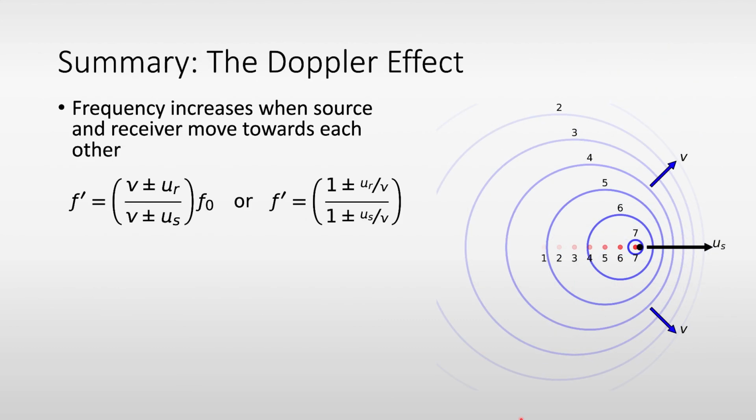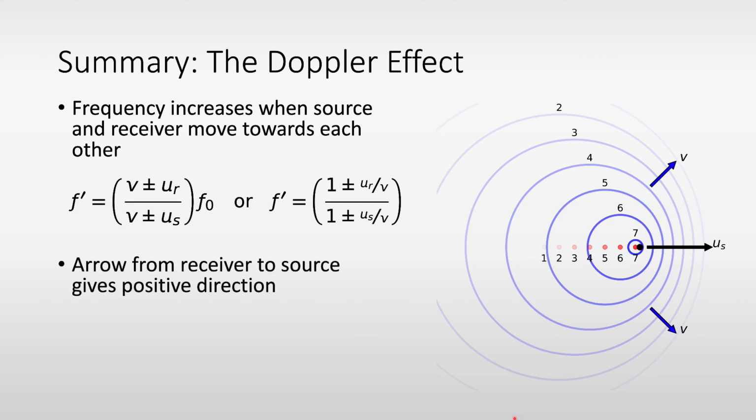In summary, with the Doppler effect, we have an increase in frequency when source and receiver move towards each other, and we would expect to see a decrease in frequency when they're moving apart. We need to pay attention to the direction of these quantities, and we say that the arrow from the receiver to the source gives that positive direction. Again, pay attention to what the signs are telling you, as that will help you to use these equations effectively.